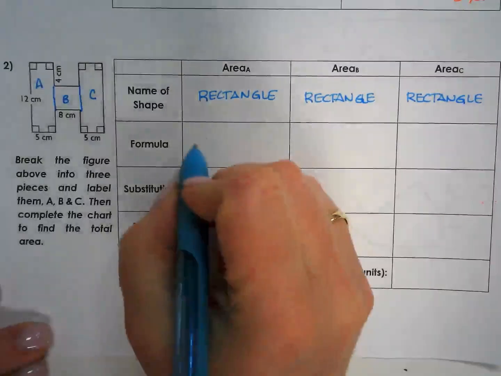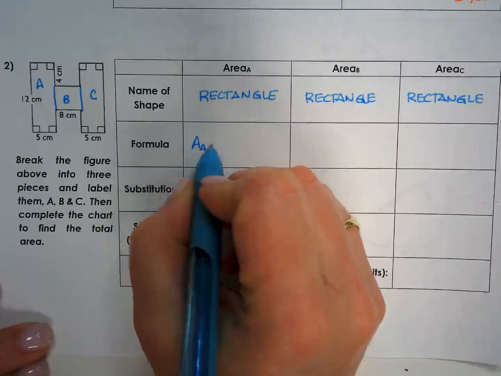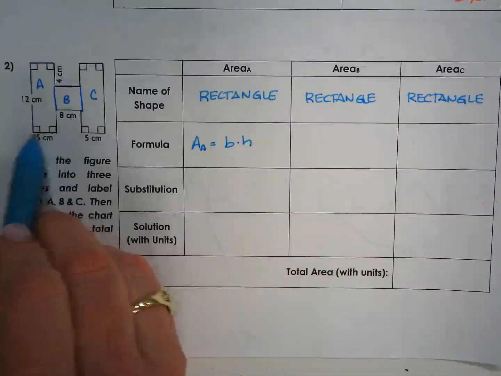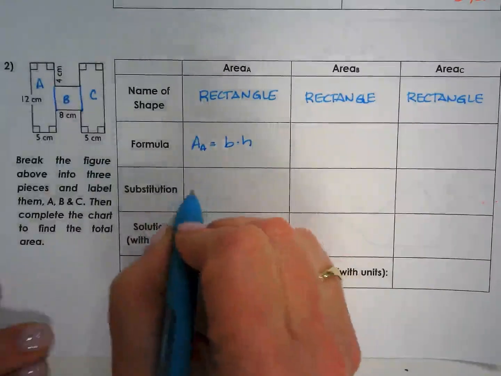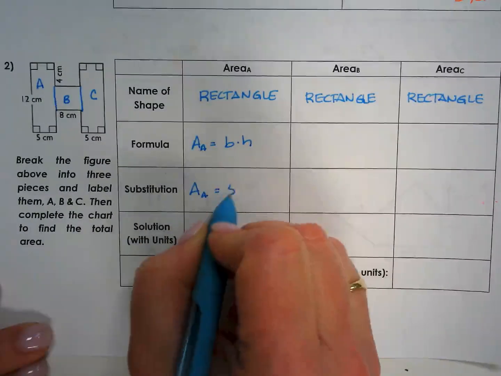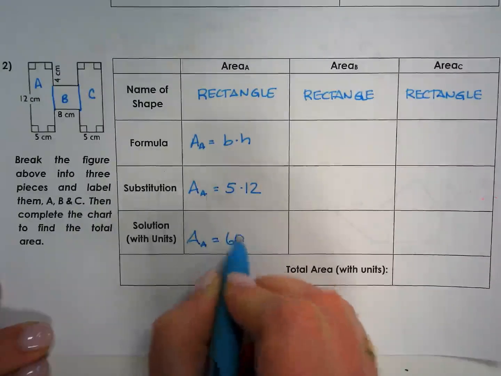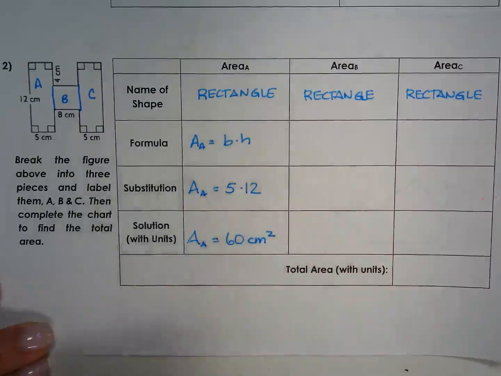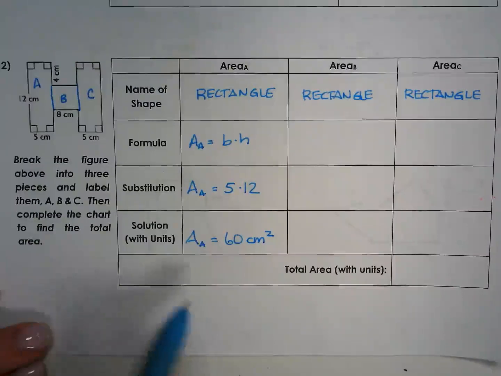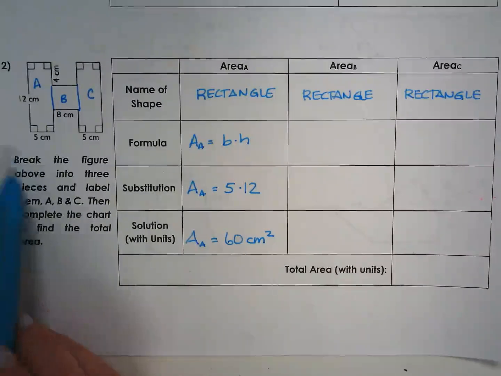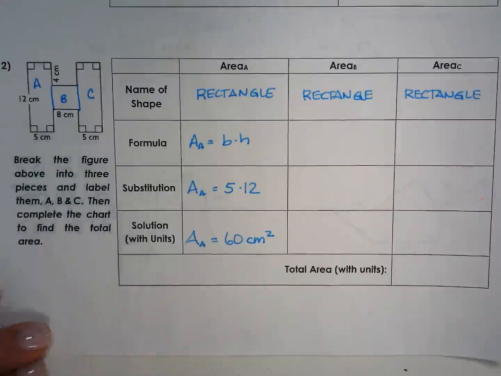And the formula for the area of A equals base times height. In A, we know that the base is 5 and the height is 12. So the area of A equals 5 times 12. So the area of A equals 60 centimeters squared. Don't forget your units. It's a big deal. This is a specific area with context, and since we know that the units are centimeters, we need to make sure that our area is reflective of that.